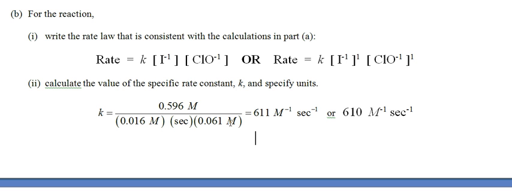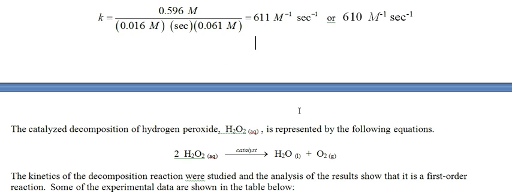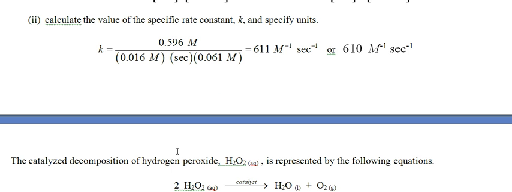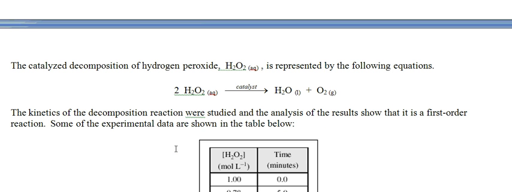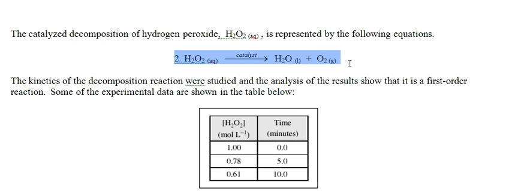So one of the molarities cancels out, and so our units should be 1 over molarity second, or molarity time. All right. This is a continuation of this question, so we're still going on here. It says the catalyzed decomposition of the hydrogen peroxide is represented in the equation below. Again, we don't care about that.